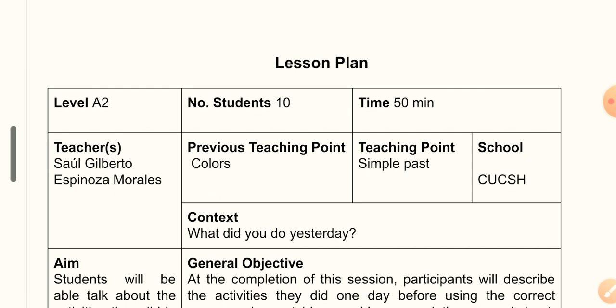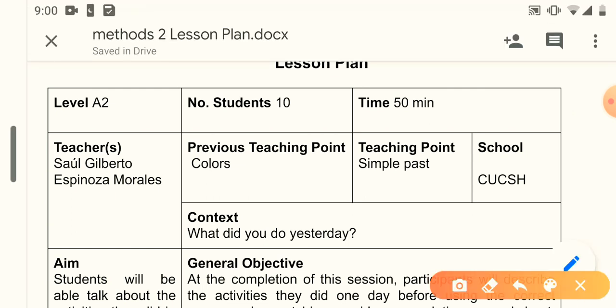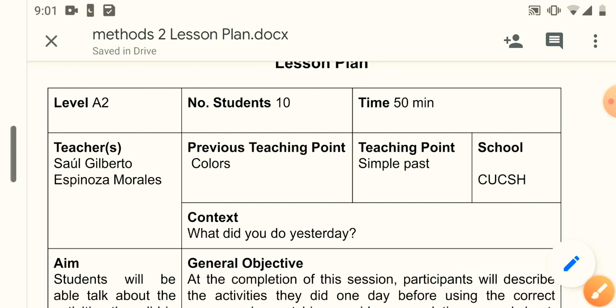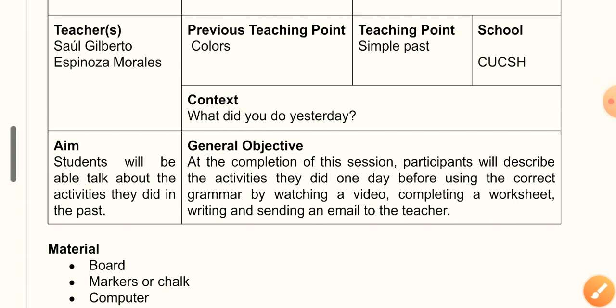So today I'm going to present you my lesson plan. For this class I decided to teach simple past, and this is the format that I chose for my lesson plan. The information that I consider is the level of the group, the number of students, the time of the class, which is a 50 minutes class, the previous teaching point, the teaching point, which is simple past. Sorry, I already told you. The context, what did you do yesterday, and the aim and the general objective.